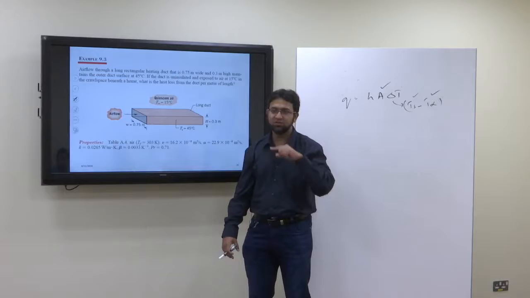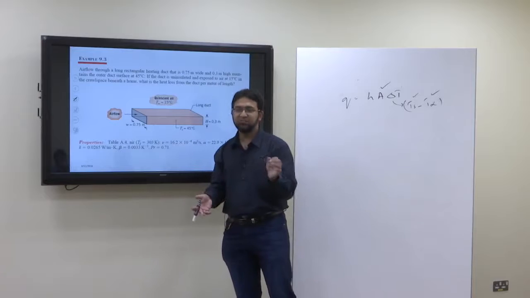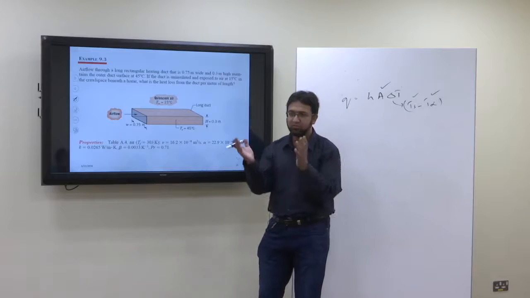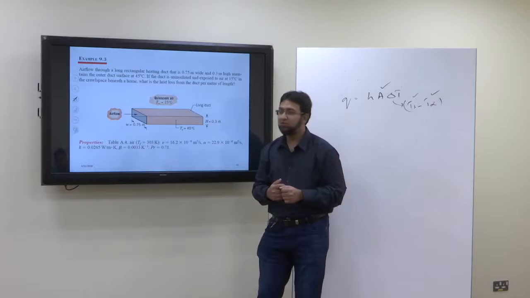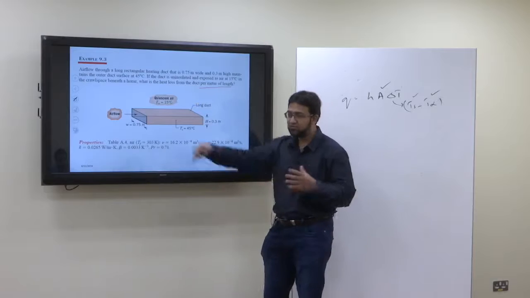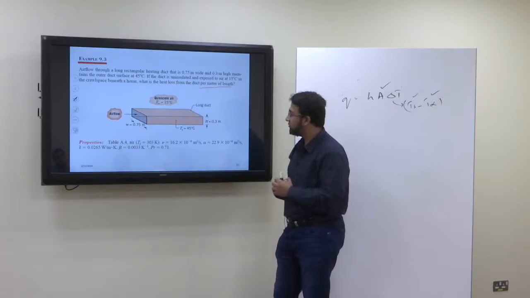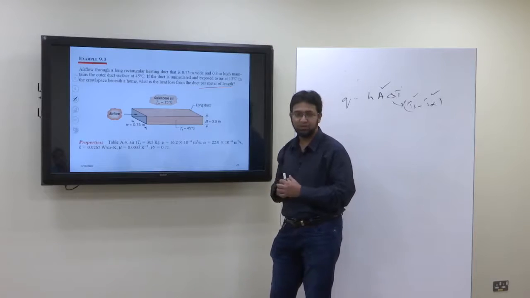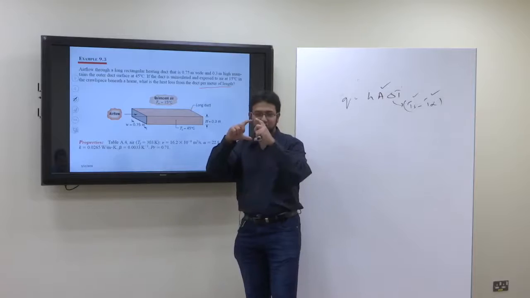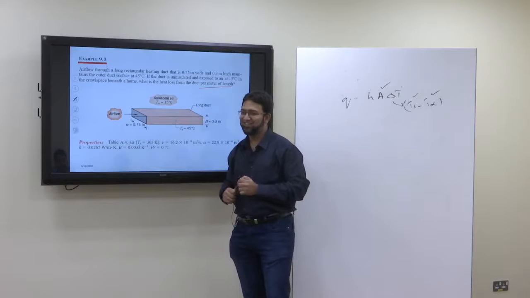The whole surface of the duct is at 45 degrees, but the atmosphere through which this duct is passing is at 15 degrees. Since the atmosphere is cold compared to the duct, there will be heat loss. So we need to determine how much is the heat loss per meter of duct length. Length is not given, but it says per meter how much is the loss of energy. Do you understand the problem statement? Now the interesting thing is that this is a rectangular duct, so it has two vertical sides and two horizontal sides.